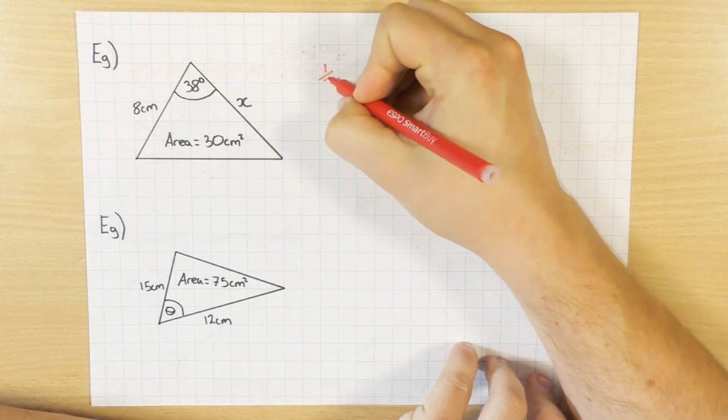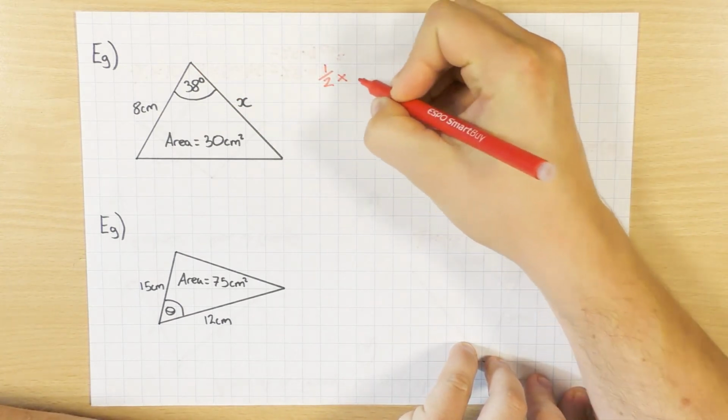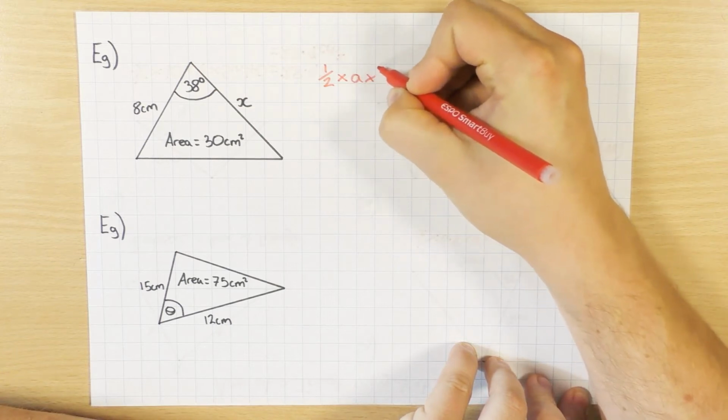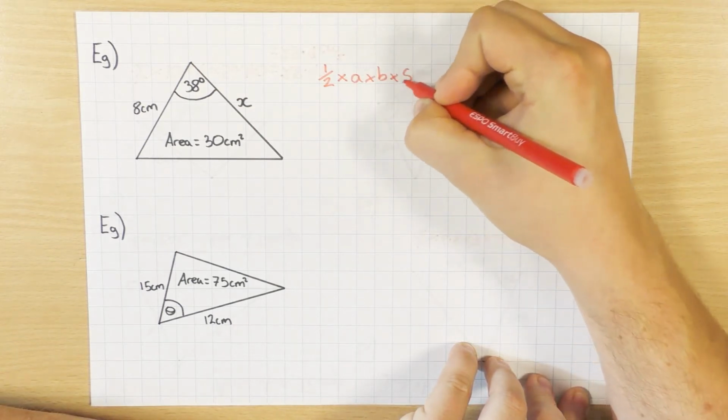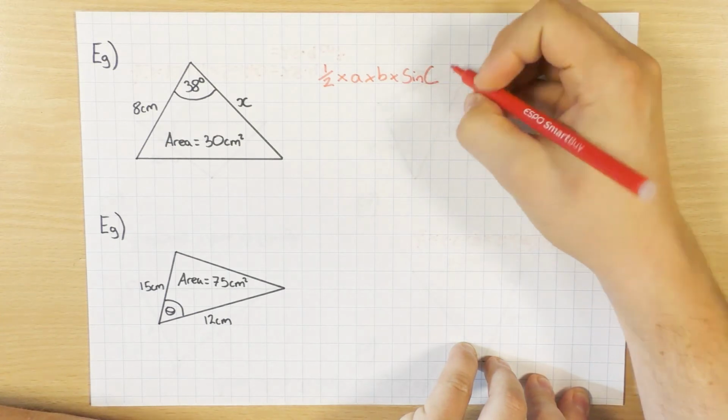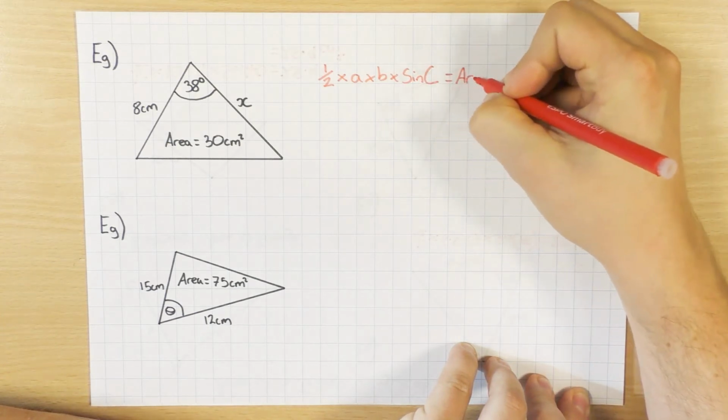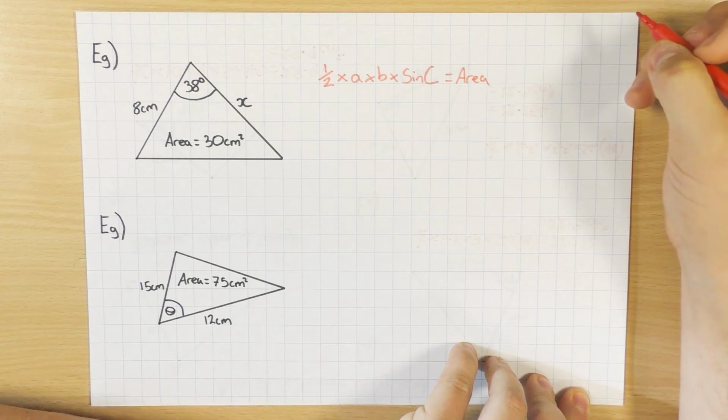First thing to do is to substitute in what you know. So let's just write out the formula, because I haven't got it on this page. So 1/2 times A times B times sine C, which is the angle, and that's going to equal the area. Okay, let's sub in what we know.